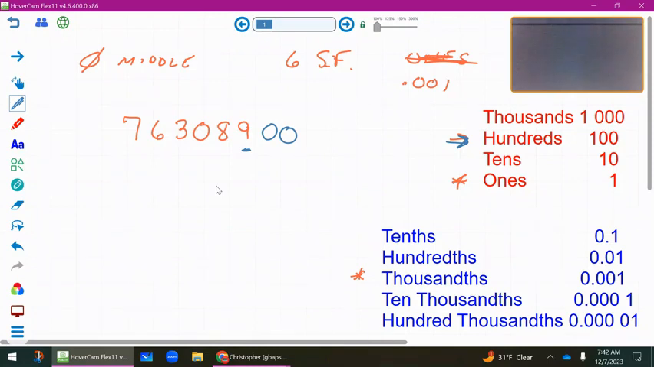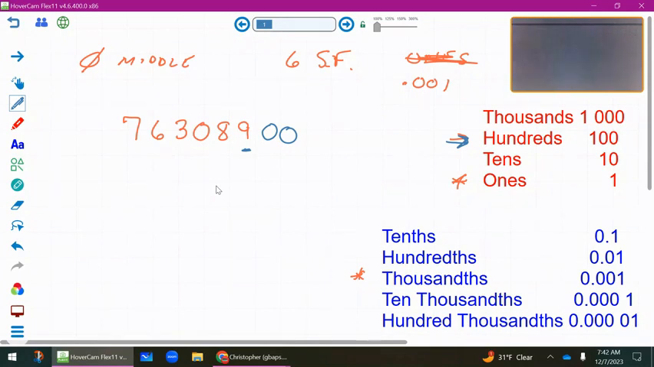Now, because these zeros are not significant, they don't change the number of sig figs. That stays the same. All they change is the value of this number. And that's what zeros are sometimes used for, to represent a value. Okay? So we put these zeros in, they're not significant. We still have 6 sig figs. We still have zeros in the middle, right? And we ended in the hundreds place. That's what we would have to do.